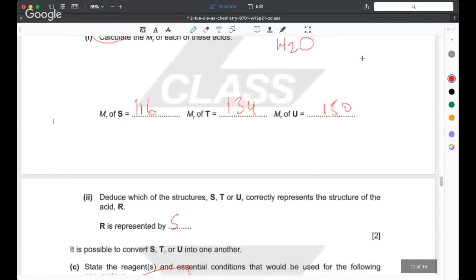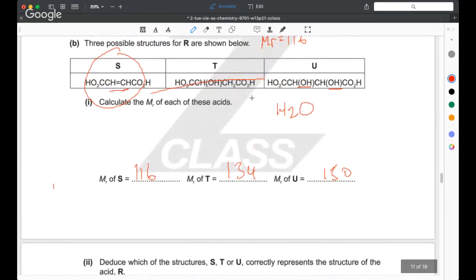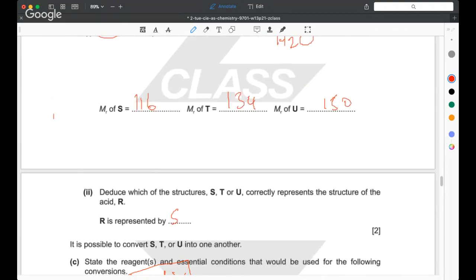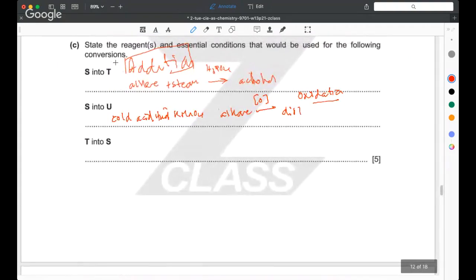The next step is what was this? This is asking for converting T back to S, aren't we going back this way? And so to go from S to T, we had to add water. It was an addition reaction. Going back the other way, we're removing water. And so the name of that kind of reaction is dehydration. So this last one is dehydration.